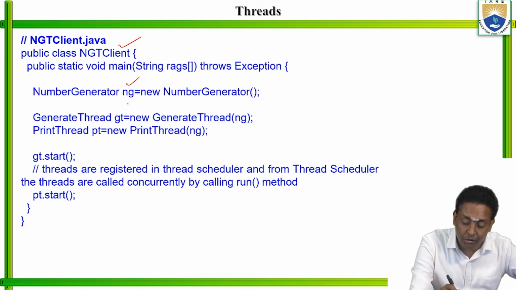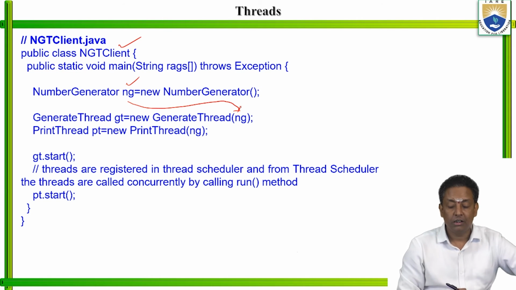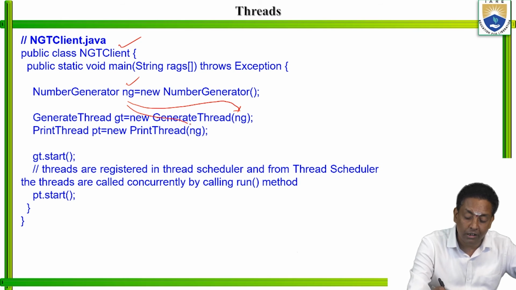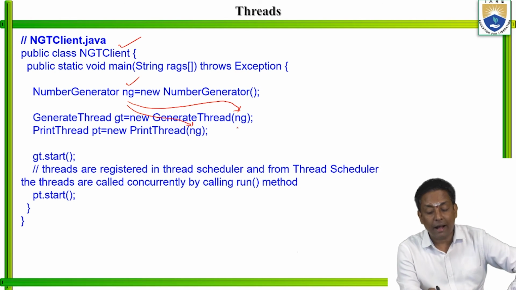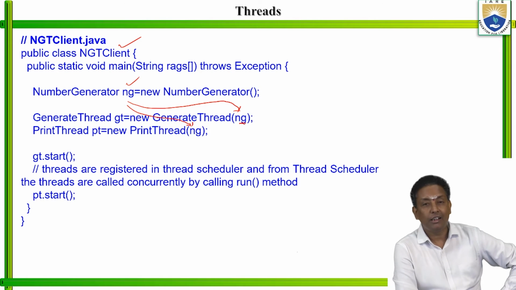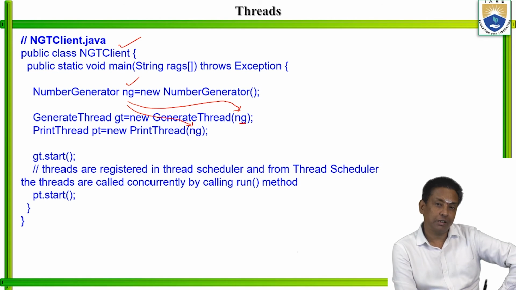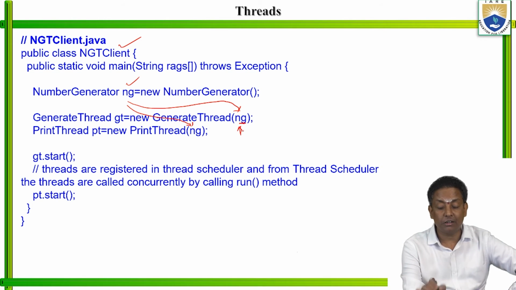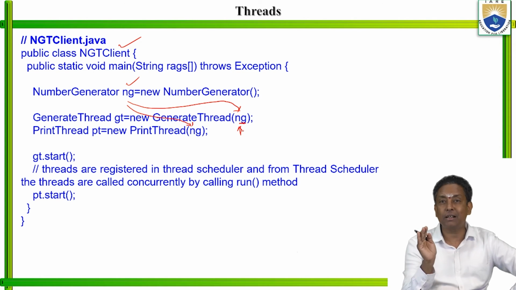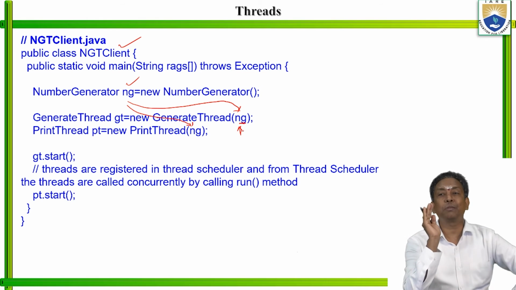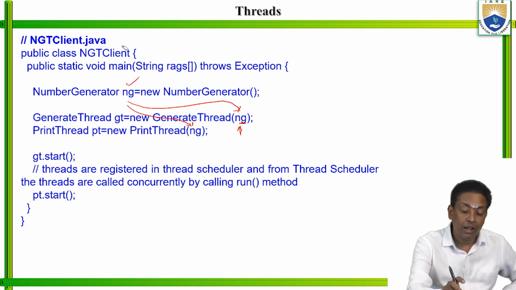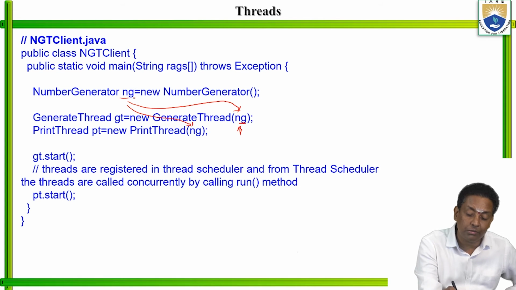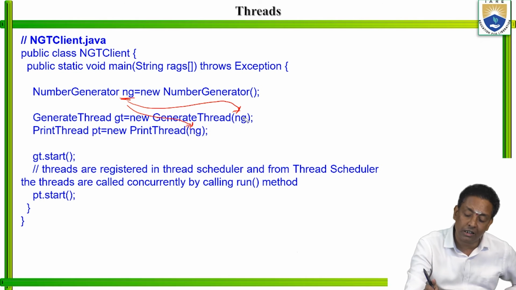That NumberGenerator object I passed as an argument into the GenerateThread constructor as well as the PrintThread constructor. You tell me, passing objects as arguments into a method, is this called pass by value or pass by reference? Pass by reference, right? Only if primitive members are passed as arguments into a method, they are called pass by value. If object references or arrays are passed as arguments into methods, then it is pass by reference. So here I created a single NumberGenerator object, and that object is passed as an argument into the GenerateThread constructor and the PrintThread constructor.